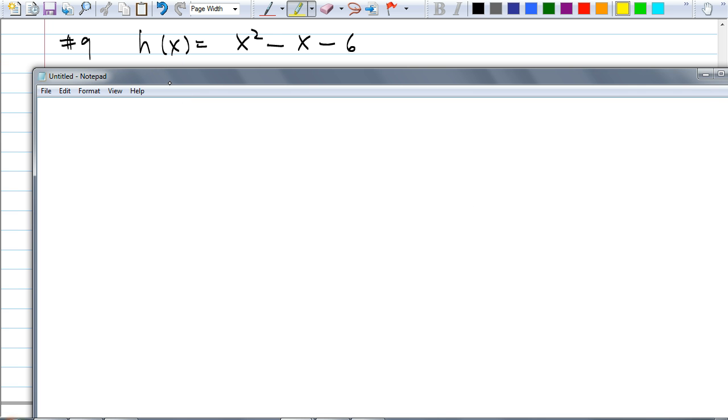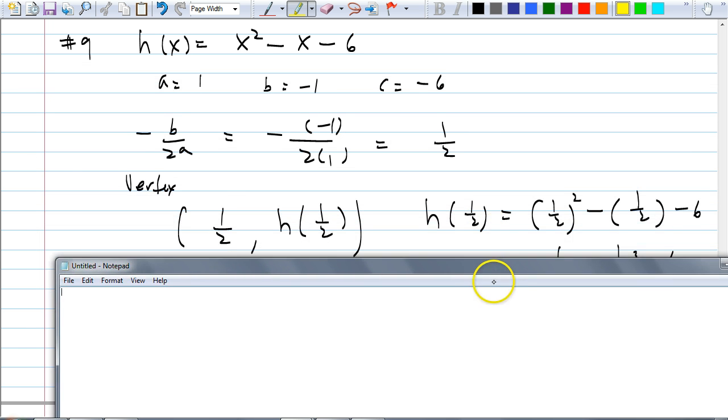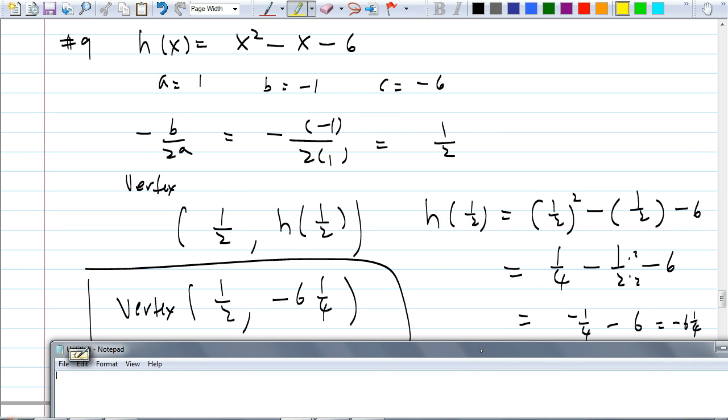So before we go today, I want to give you a few pointers when you graph. Like number 9 from last night's homework, when h of x was equal to x squared minus x minus 6. I'm sure you all got the vertex as one half, and negative 6 and 1/4. Now, remember I told you you need 2 other points to the left of this and 2 other points to the right of this.